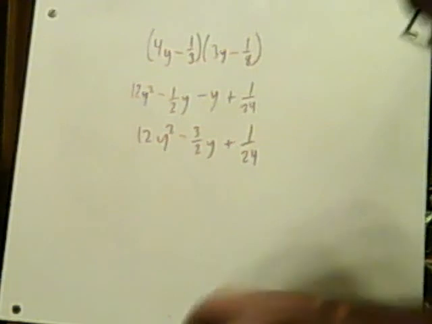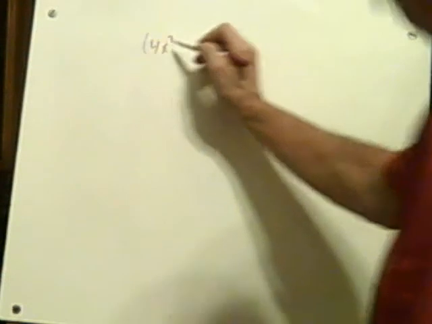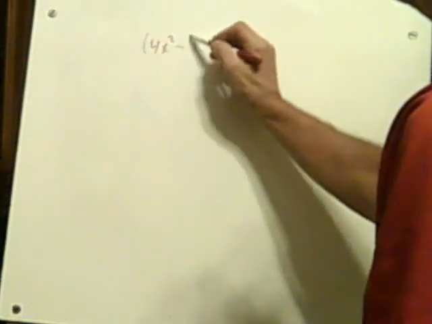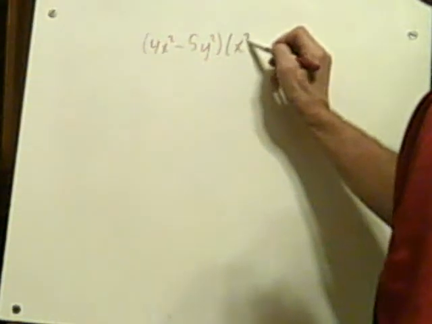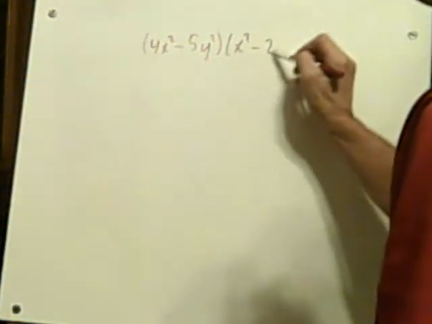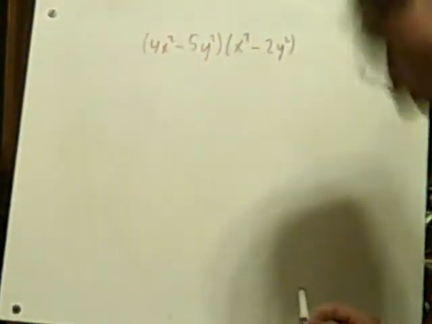Okay, so let's go on to 28. Okay, got 4x squared minus 5y squared. You got x squared minus 2y squared. Okay. Oh, did I simplify on that other one? Yeah, I did. Okay, good.